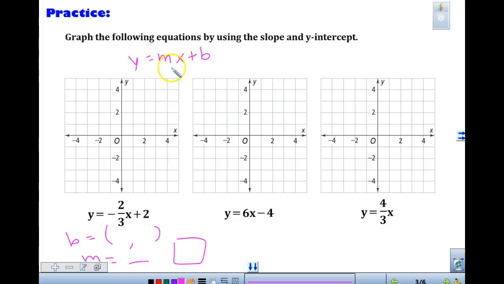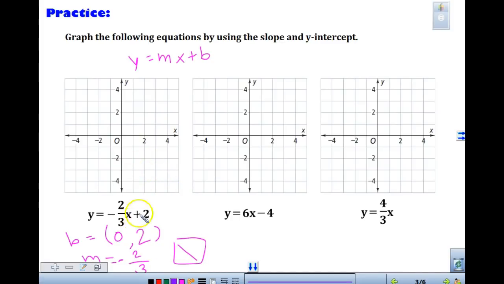When I'm looking for my m, I'm looking for the term with the x. So I have here a negative 2/3. That's what I'm going to put for my m, negative 2 over 3. And then our b term is what's added right here. So it's 2, so I'm going to put this (0, 2). And the direction of our line is negative. I looked at the slope face. Negative is down and to the right.